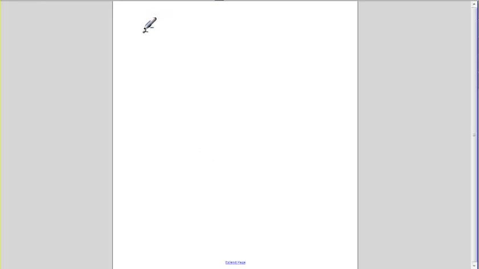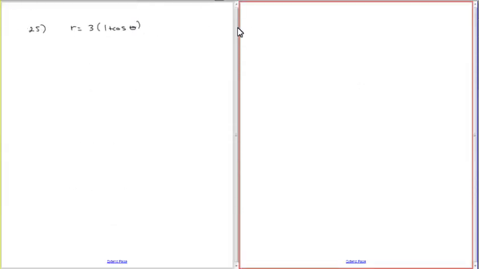Okay, 25 is r is equal to 3 times 1 plus cosine of theta. And we'll also do 26. So we get r is equal to 2 secant theta. So if we multiply by r, we get r squared, 2r times the secant of theta, which is 1 over the cosine of theta.